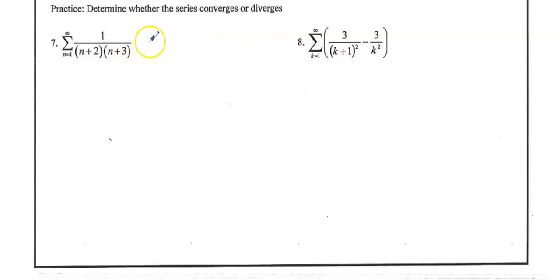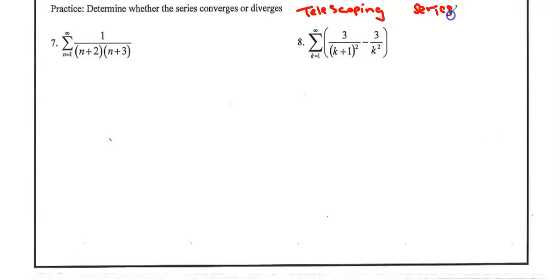Hello everyone, welcome back. We're going to do another telescoping series question. In the very first example, our function looked very similar to this one, where we have some function minus another function. I told you guys that's a really good indicator that this is probably a telescoping series.